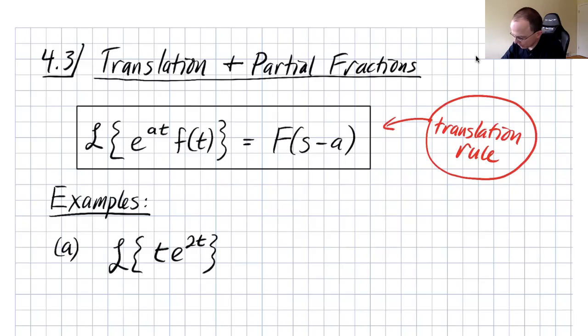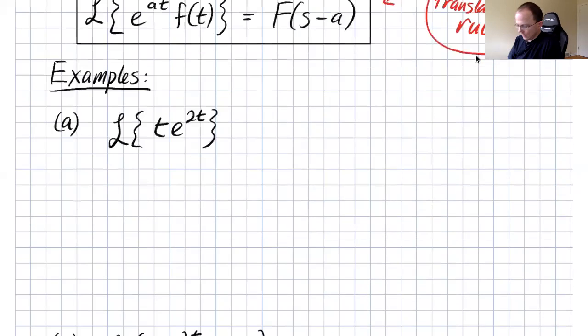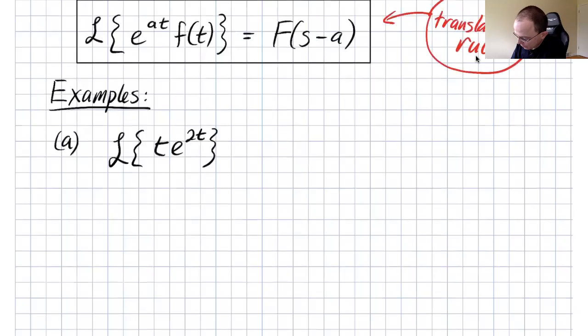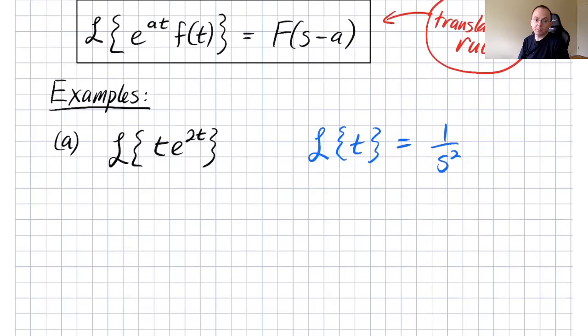So let's do a few examples of this. So here we have the Laplace transform of the function t. So this is our f of t. And then we have the e to the 2t. So that's this term here. So the first thing we need to know is what is the Laplace transform of this function t. If you look at the table of Laplace transforms, it's 1 over s squared.